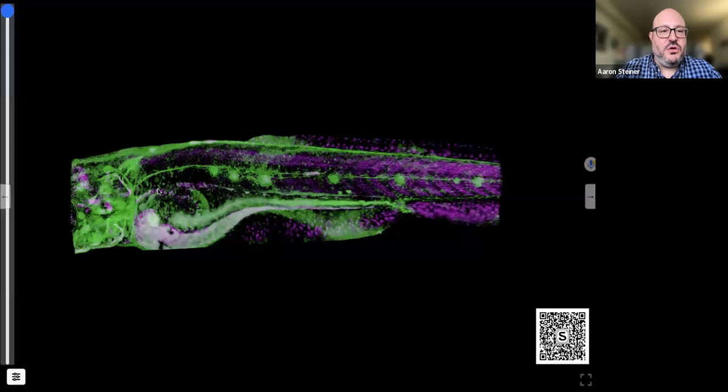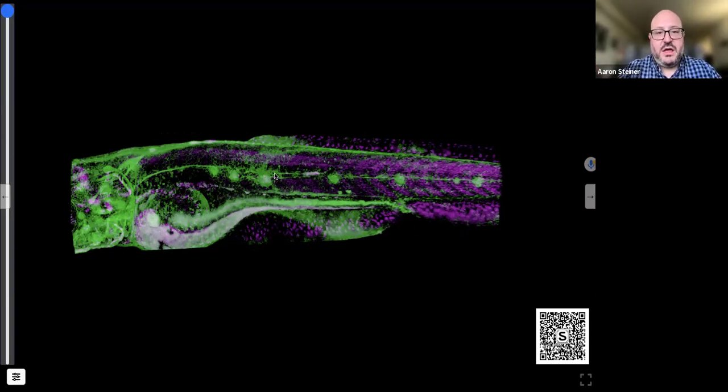And what I'm trying to show you is this fish has been genetically modified so that some of its cells express or produce a green fluorescent protein. So all the green that you see is the lateral line system of the fish, which is producing this green fluorescent protein so we can see it against the background.